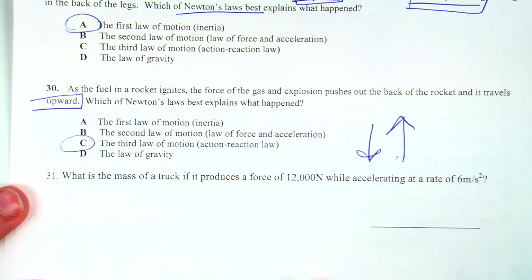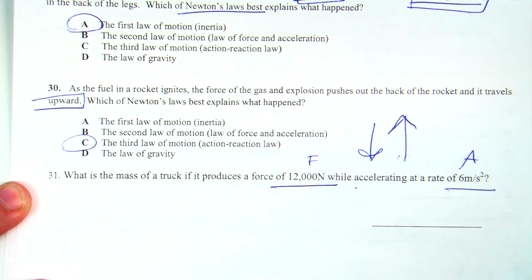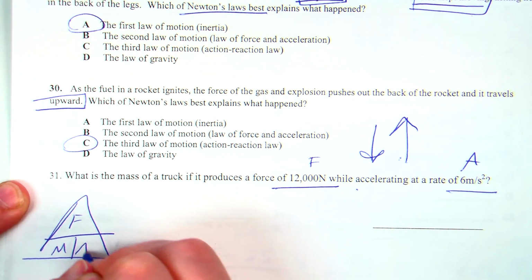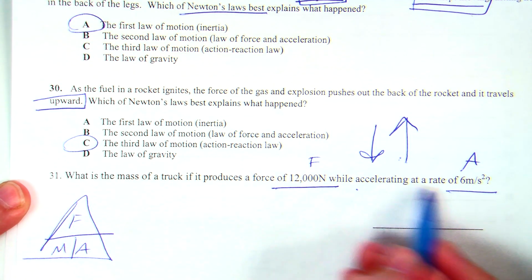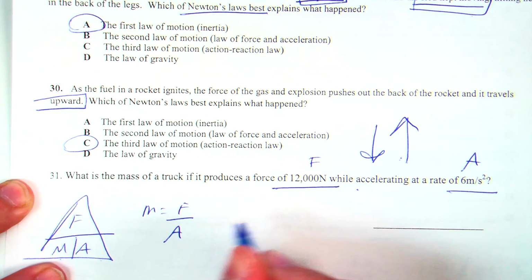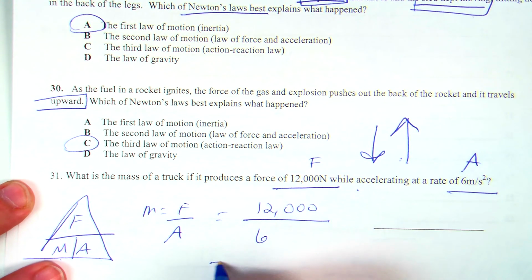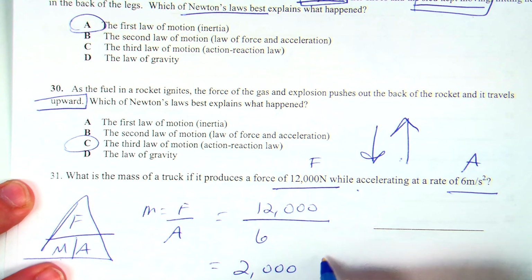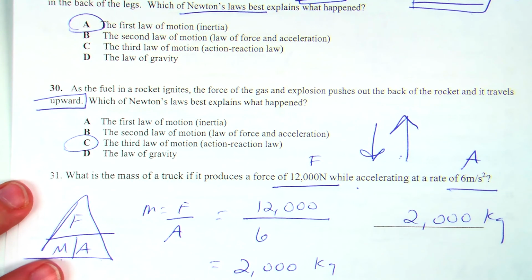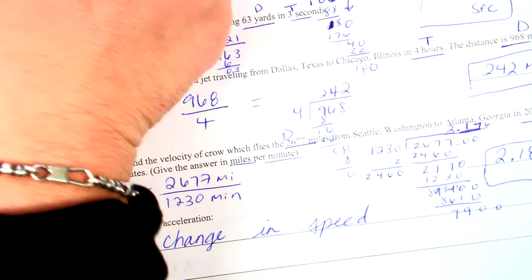Mass of a truck, if it produces a 12,000 newton force while accelerating at a rate of 6. You better have drawn this triangle. Force, acceleration, you're looking for mass. Okay. And that is it. Okay.